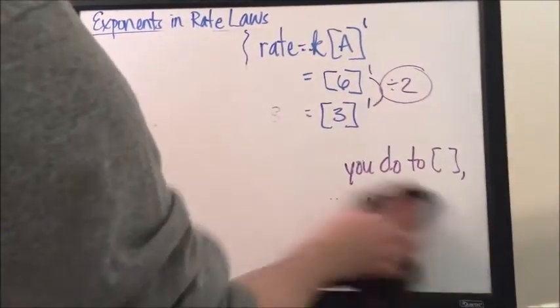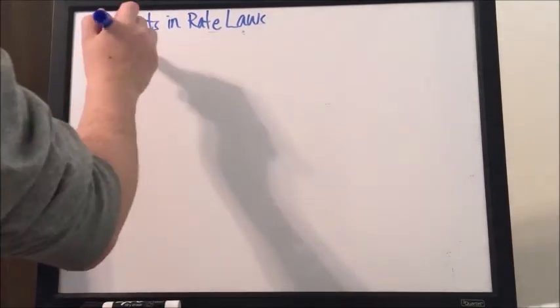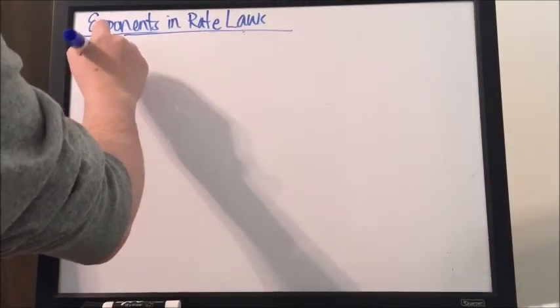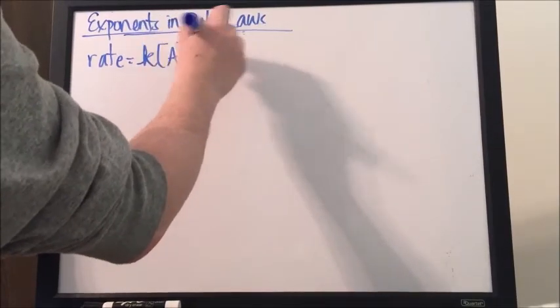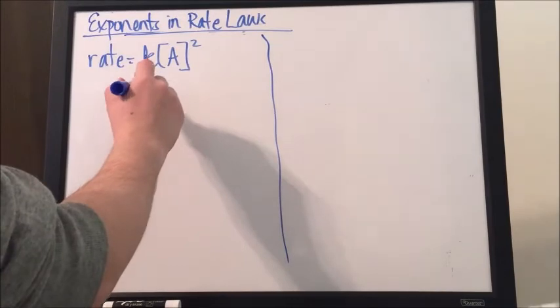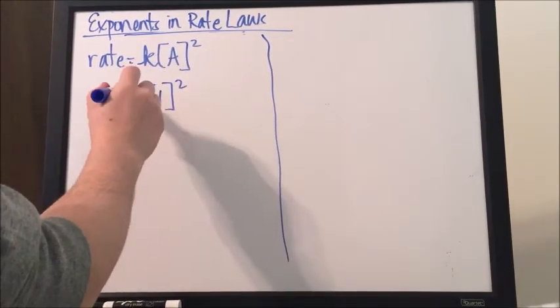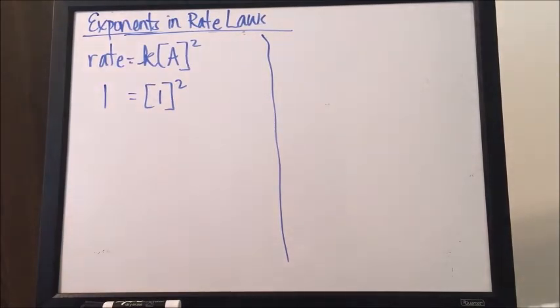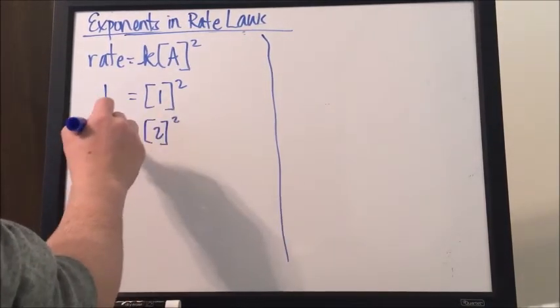Okay, let's do a couple more where we change the exponent and get a little bit higher in our numbers. Let's talk about what happens if the exponent is a 2. Okay, again, let's pick some numbers. Let's make A 1. Okay, so it's 1 squared. Well, that's just 1. Now let's double it. 1 becomes a 2, 2 squared becomes a 4.